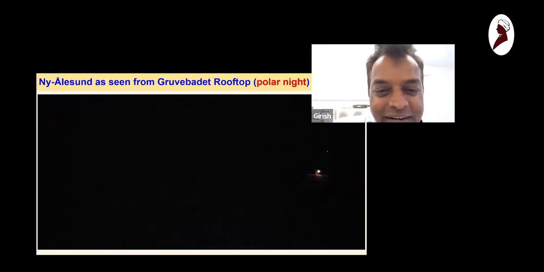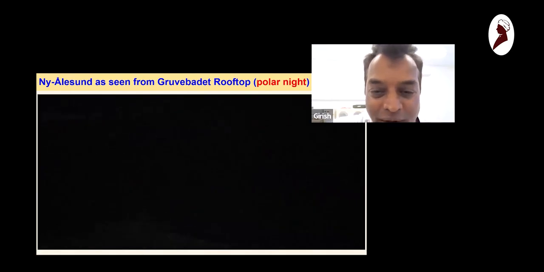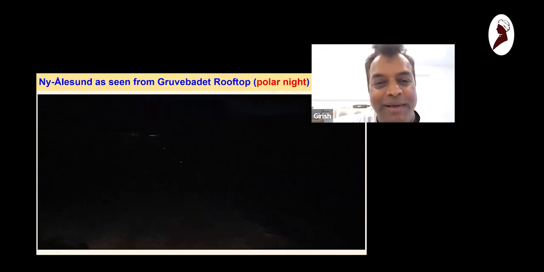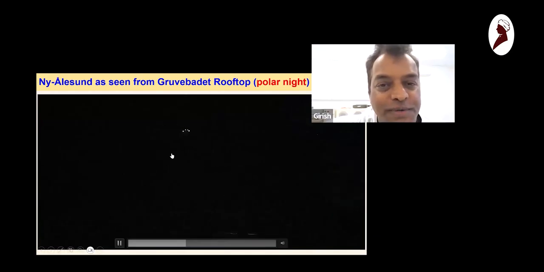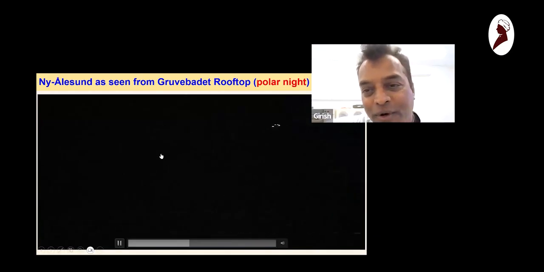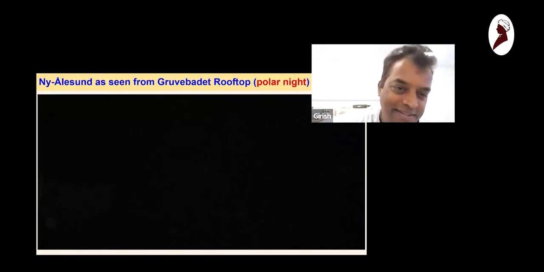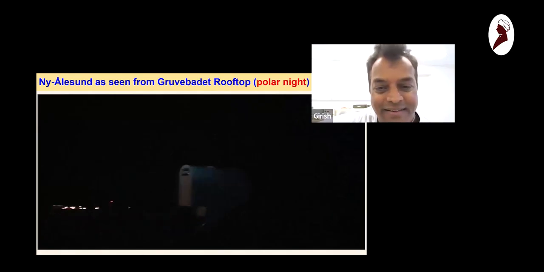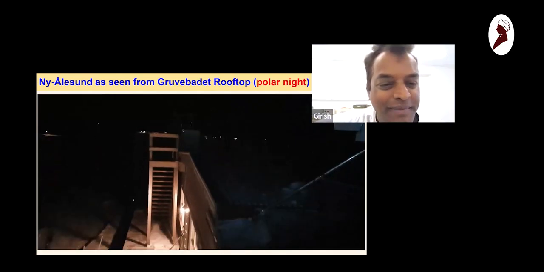For some reason, if the artificial lights were to go away, then it would be pitch dark. You can't see anything. We are bang in the middle of polar night. I'm actually panning. You almost see nothing. And that is the observatory called Zeppelin Observatory, which is on a mountain top. I'll show you a better video of that. And as I almost complete 360 degrees, we'll start seeing the Nai Olson settlement once again. This was in the middle of polar night.